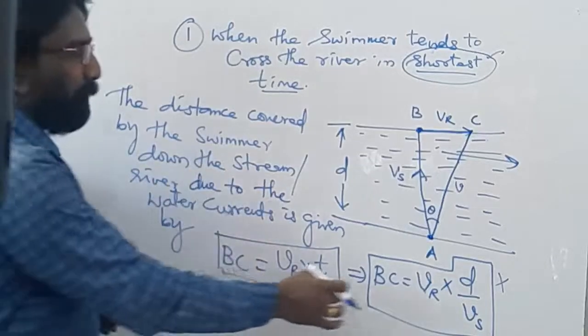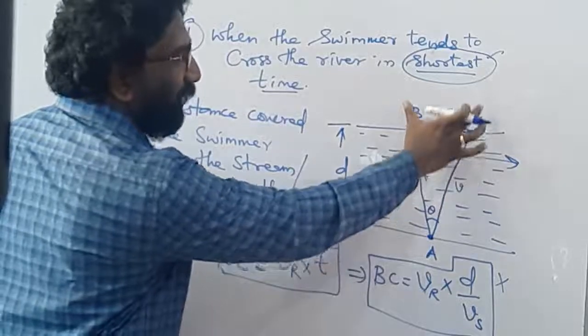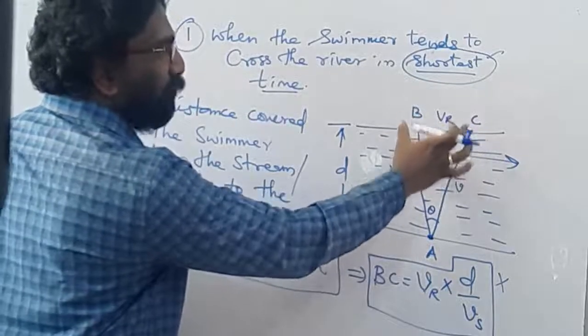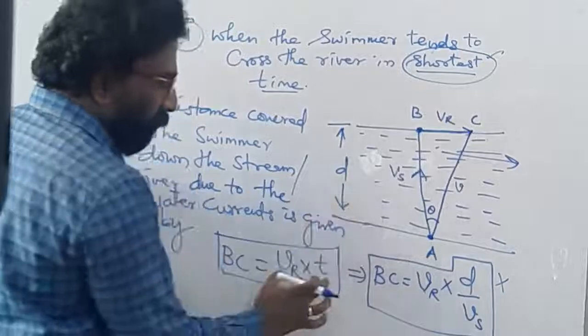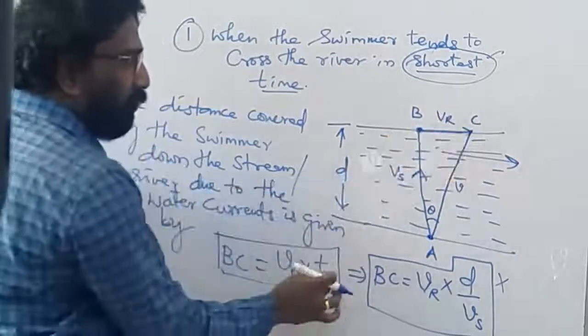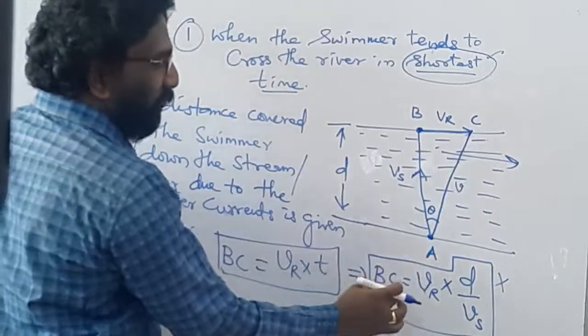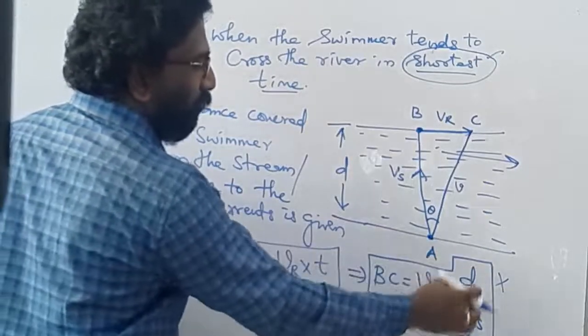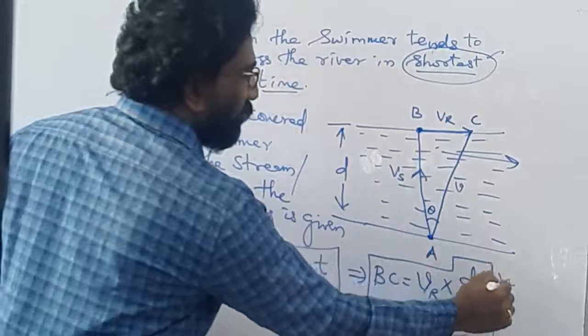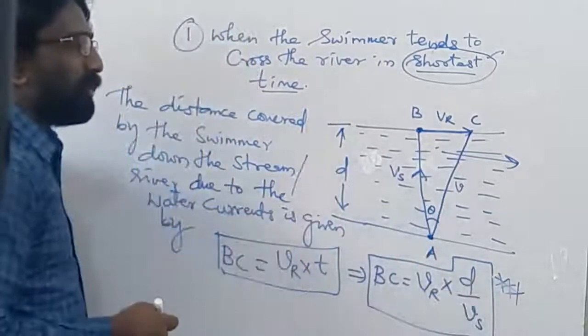That has been given by BC is equal to... this can be anything, you can name anything. So here in my diagram it is BC. So BC is equal to Vr, the velocity of the river, into the time taken by the swimmer to swim the river. So that is Vr into T. Therefore BC is equal to Vr into d over Vs. So these four equations are very important in order to solve this kind of numericals.